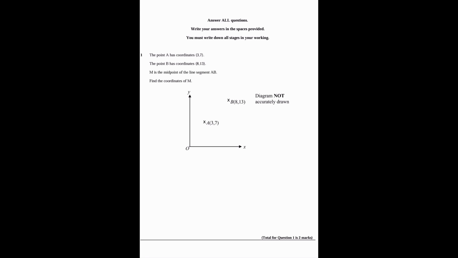I just want to find the midpoint. So I'm going to find the average of the x coordinates, comma, the average of the y coordinates. So 3 plus 8 is 11, divided by 2 is 5.5. And 7 plus 13 is 20, divided by 2 is 10. So those are the coordinates of M.